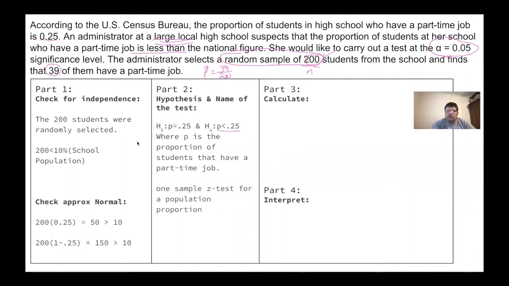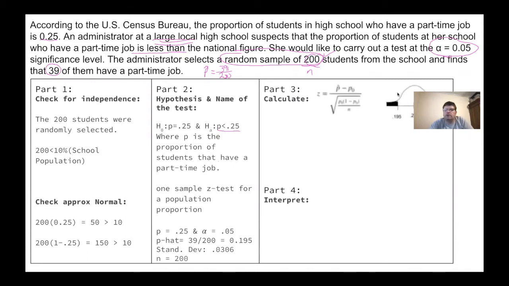So we have to name it. This is a one sample Z test for the population proportion, or for proportions, and P sub 0 is 0.25, and the alpha level is 0.05, and P hat would be 0.195, and we get our standard deviation. We can get that from the calculator.